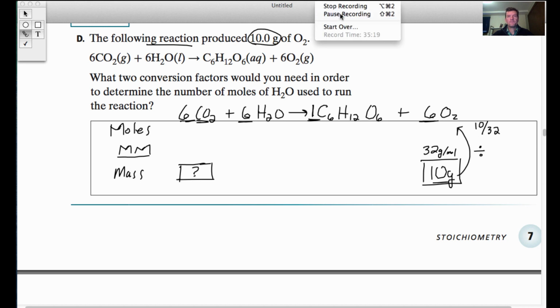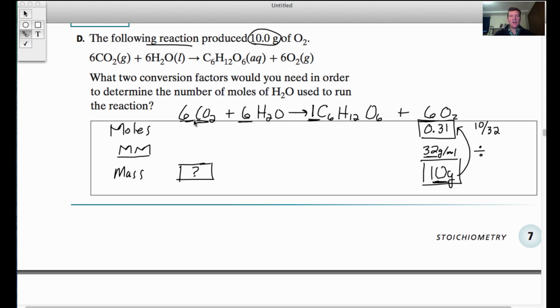Okay? The calculation is about 0.31. That's about 1/3. Okay? So I don't have a full mole. Remember, a full mole would have been 32 grams. I only have 10 grams. I only have a fraction of a mole right there, 0.31.